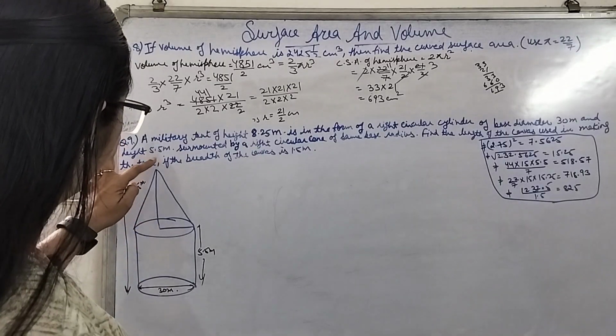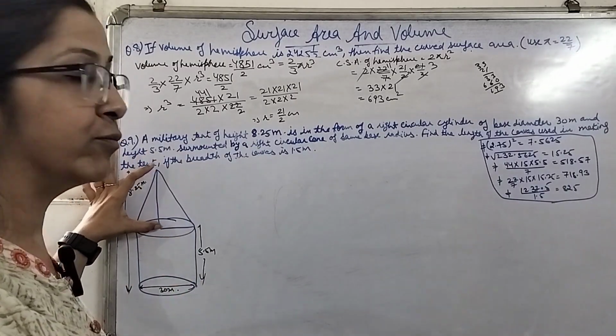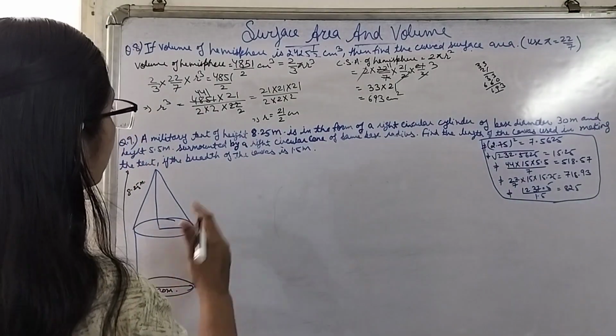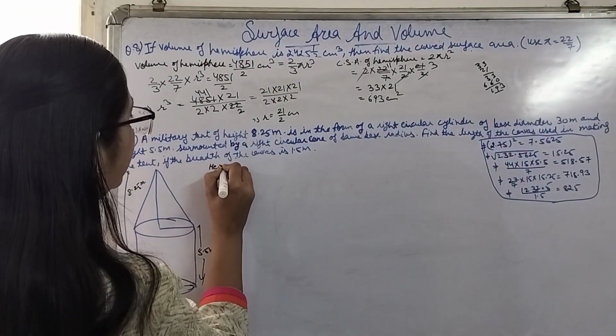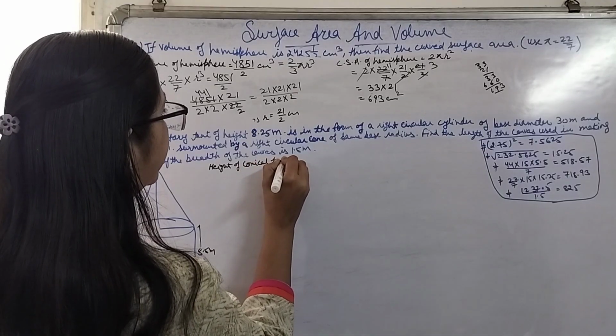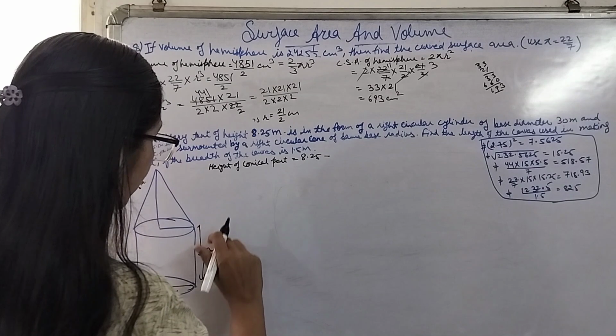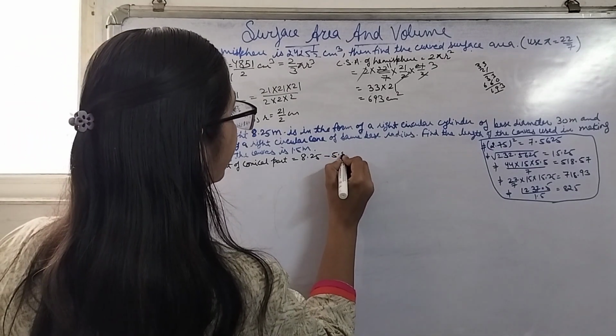Now we have the height from here to here, and we know the height of the cylinder also. So we can find the height of the conical part even. So the height of the conical part will be 8.25 minus 5.5.